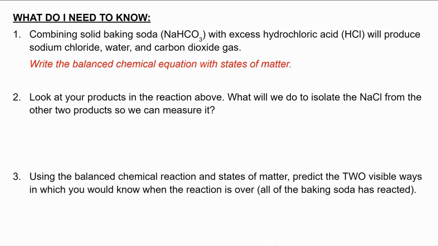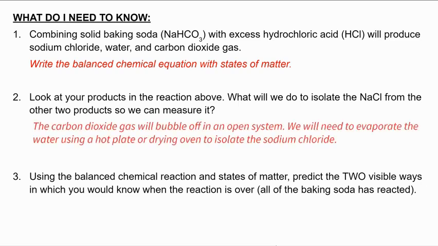Well, the sodium chloride is going to be with water and carbon dioxide gas. It'll be very easy to get rid of the carbon dioxide gas because we can just perform this experiment in an open system so that it will bubble away. To get rid of the water, we'll simply need to use a hot plate or a lab oven to evaporate it. So we'll let the carbon dioxide bubble off in an open system, and we'll evaporate the water using either a hot plate or a drying oven.